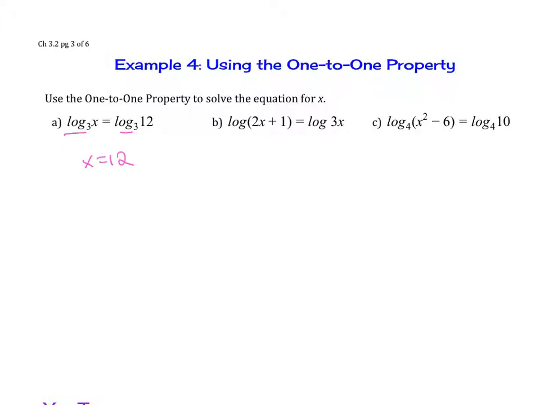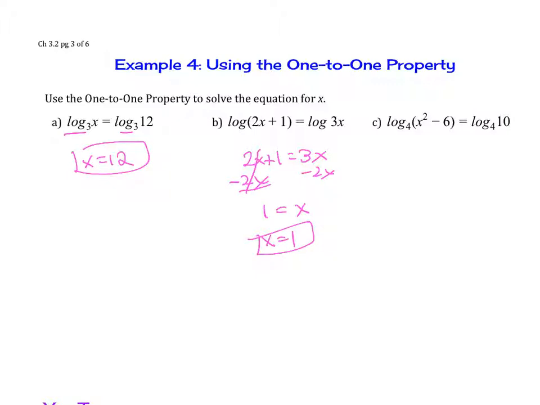Letter B, we have log of 2x plus 1 equals log of 3x. And so those are equal bases. So 2x plus 1 equals 3x. Then we solve for x. And so we get 1 equals x, or x equals 1.